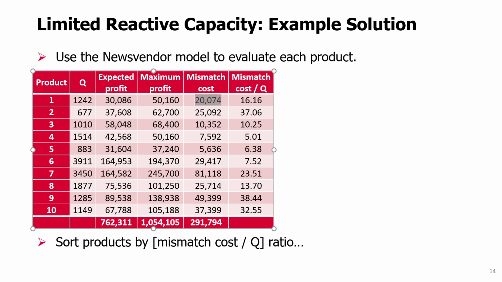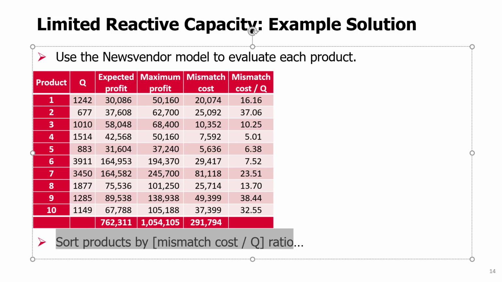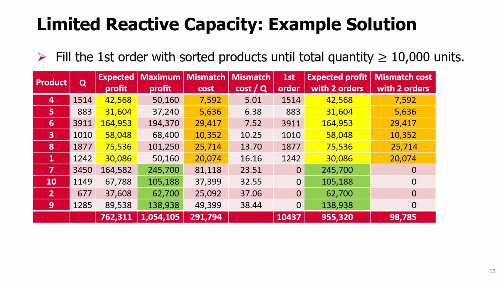So now if I have mismatch cost, I can divide mismatch cost by the quantity to obtain this ratio, right? So once I do this, I've basically evaluated all the products using the newsvendor model separately. Now what I will do is sort products by this ratio from the smallest to the largest, right? So here is the result of sorting. This is the same table, but now products are ordered 4, 5, 6, 3, 8, 1, 7, and so on, and you see that the mismatch cost per quantity is actually increasing.